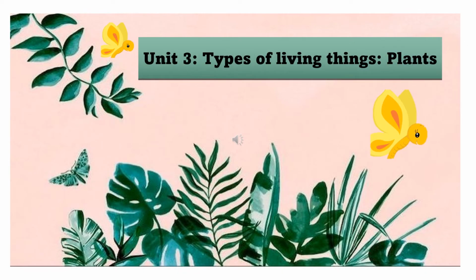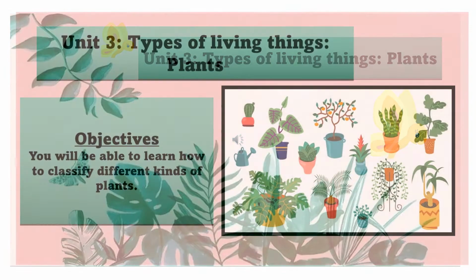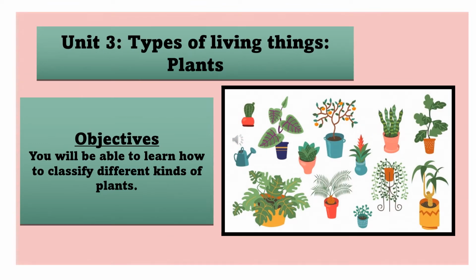Today we are doing unit number 3, types of living things, plants. Let's have a look at the objectives. As we will read about different types of plants in this unit, you will all be able to learn how to classify different kinds of plants.